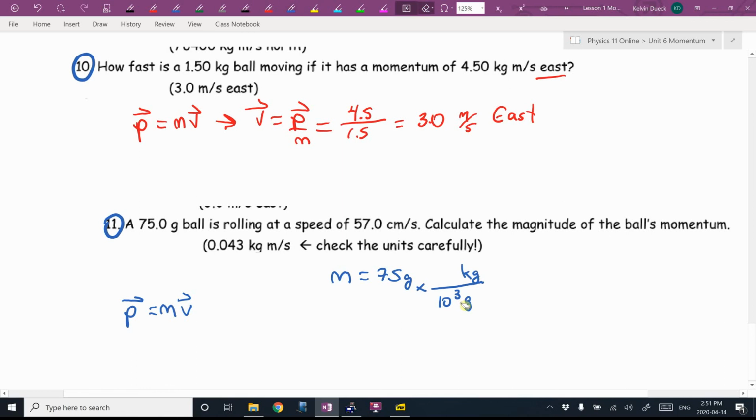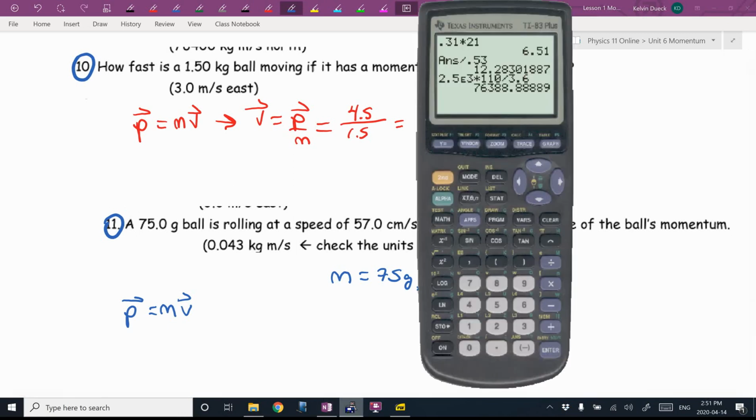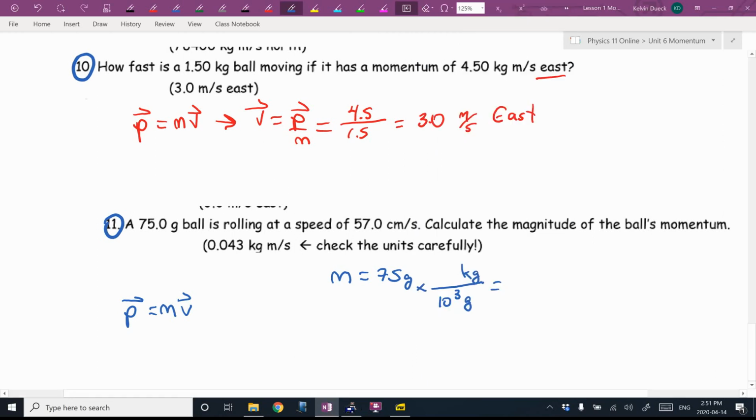Remember, the 10 to the always goes where the metric prefix isn't. So it's going to be 75 divided by 1,000, divided by 10 to the third, because the 10 to the third is on the bottom. And I get a mass of 0.075 kilograms. The speed is yucky as well.